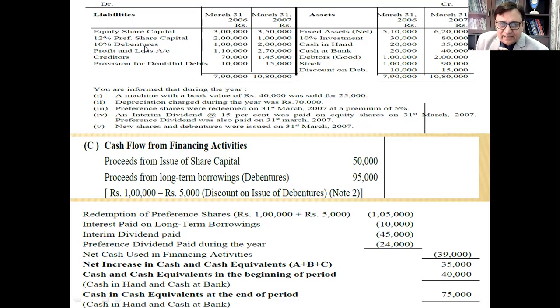The long-term borrowings are our debentures, that means 1 lakh is the opening balance. The interest paid on long-term borrowing will be 10% of 1 lakh, that is 10,000 rupees.